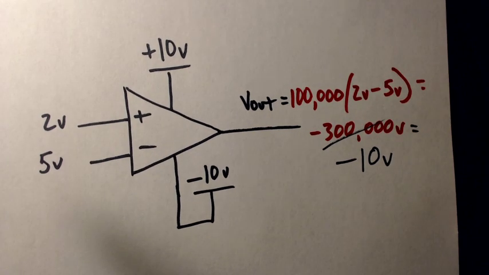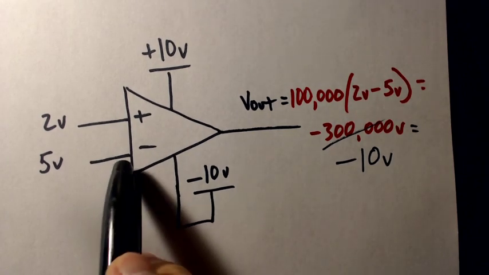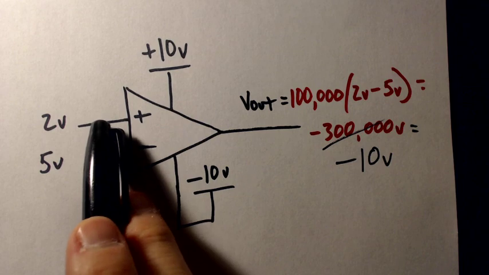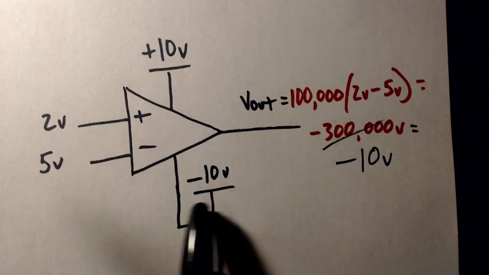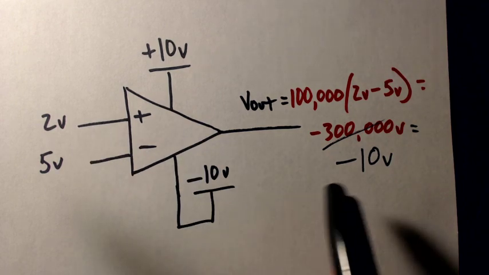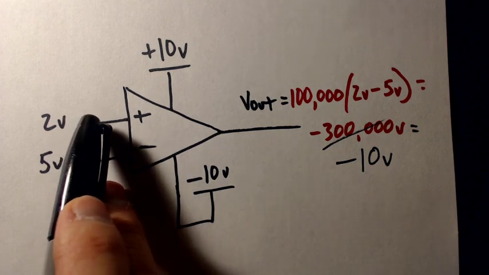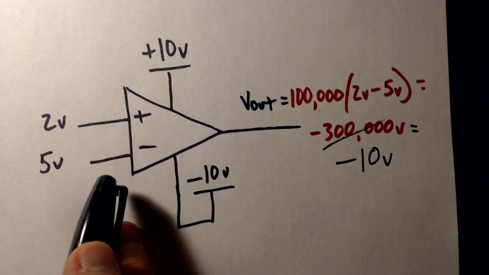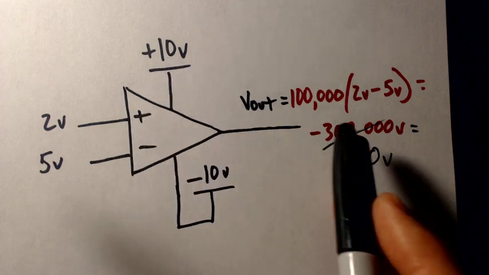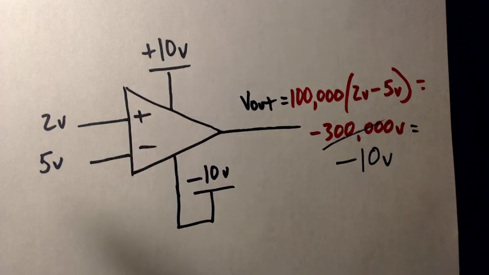Okay, so again, same thing. If our minus input is larger than the positive, we get the lowest possible voltage out of this guy, which is minus 10. That's V out. And if the non-inverting input is greater than the inverting input, we get the highest positive voltage out, which would be positive 10. Okay? So that's the open loop configuration.